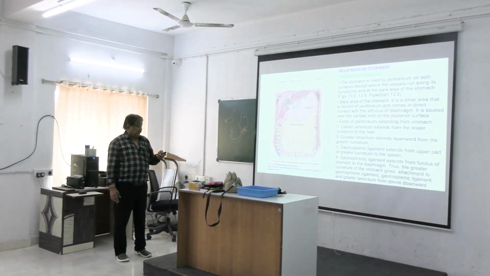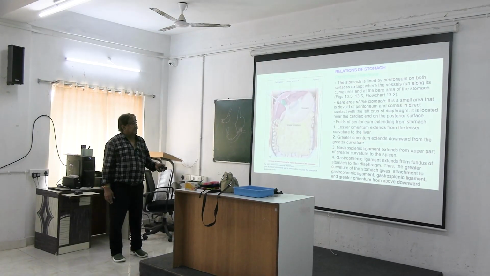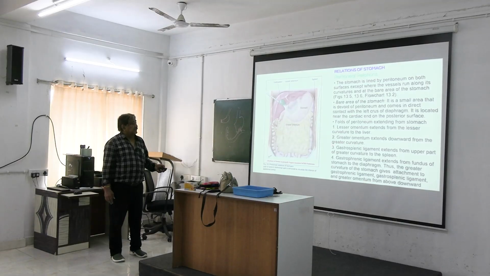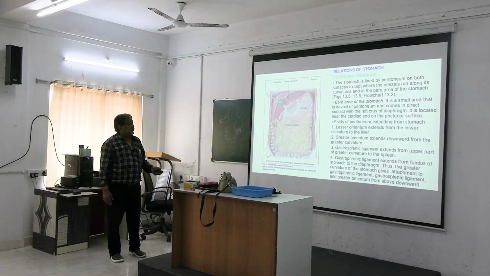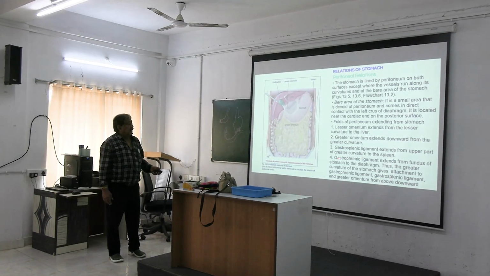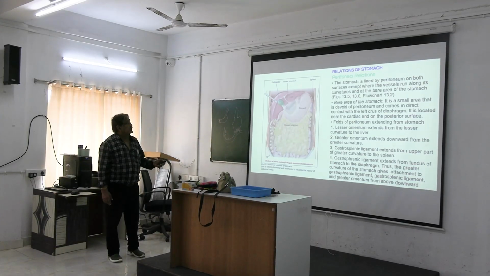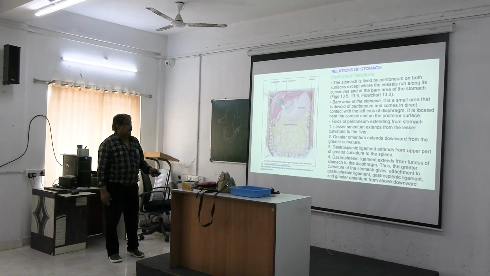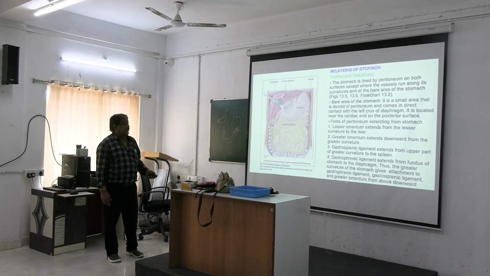Now, this is one thing, the folds of the peritoneum extend from the stomach. The lesser omentum extends from the lesser curvature to the liver, and the greater omentum extends downwards from the greater curvature. The gastrosplenic ligament extends from the upper part of the gastric curvature to the spleen. The gastrophrenic ligament extends from the fundus of the stomach to the diaphragm. Thus, the greater curvature of the stomach gives attachment to the gastrophrenic ligament, gastrosplenic ligament, and greater omentum from above downwards.